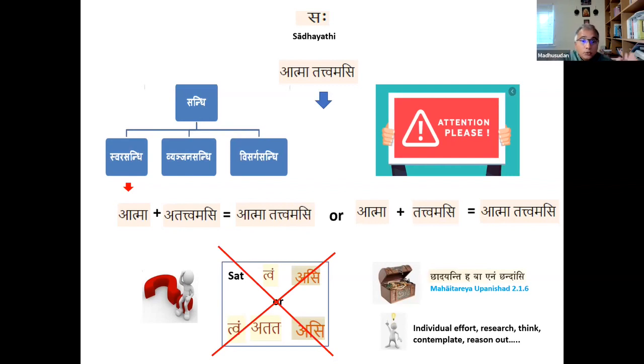Now for the dualistic schools, he could have said Tvam Atat Asi. If he had said that, the dualistic school would have raised their arms and said, we are right. And if he had said that, problem solved for the dualistic schools. But the Rishi here has not said that.